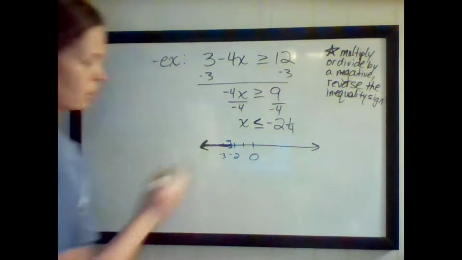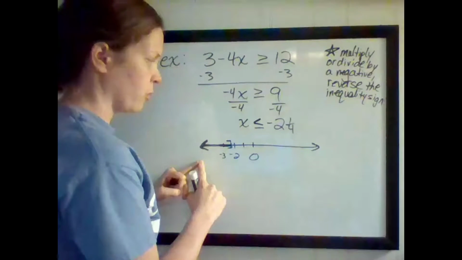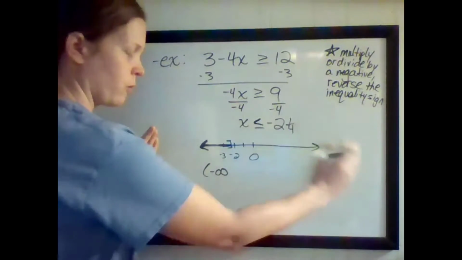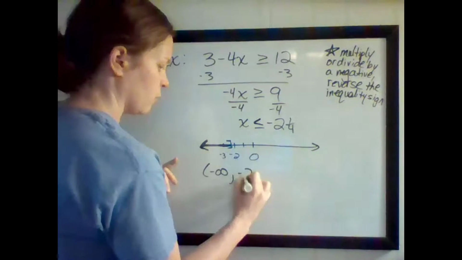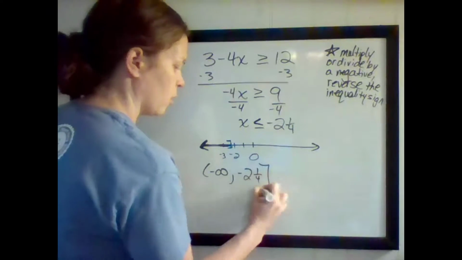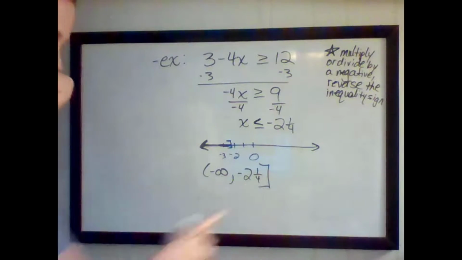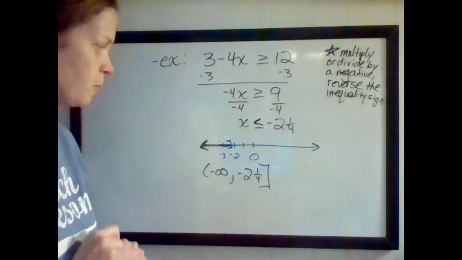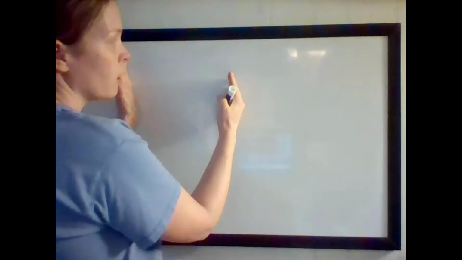and shade that in. Now if I want to show this with interval notation, I go left to right: negative infinity, points, points, points, until I hit negative 2 1/4, bracket, so that it shows that I'm including negative 2 1/4. It could be equal to that. That example was where we just went in one direction, just to the left.